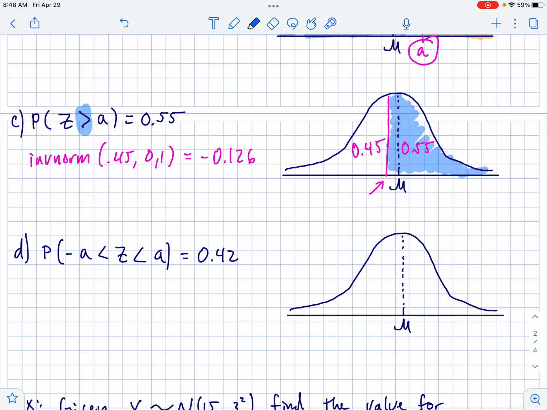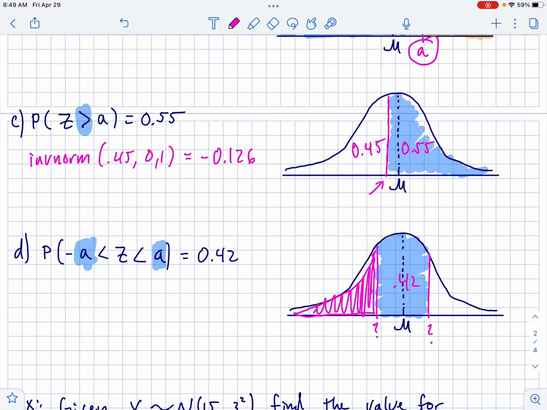Part D. This one is interesting because it's a range from a negative A to a positive A, and we know that the area is 0.42. So just the visual on that, I'll pick two arbitrary spots here, and we'll say that this area in between is 0.42. Now, we're going to find that area and then use invNorm to figure out this spot.